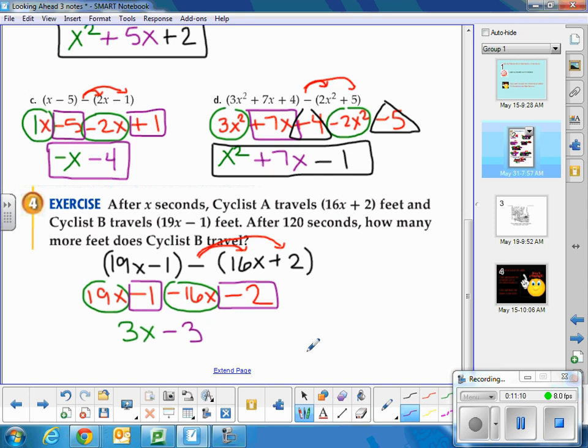But now we want to know after 120 seconds, and x stands for the number of seconds. So we're going to want to replace the x with 120. 3 times 120, and then that answer, take away 3. Well, 3 times 120 is going to be 360. Take away 3, 360 take away 3 is 357 feet. That's how much further cyclist B will travel after 120 seconds.